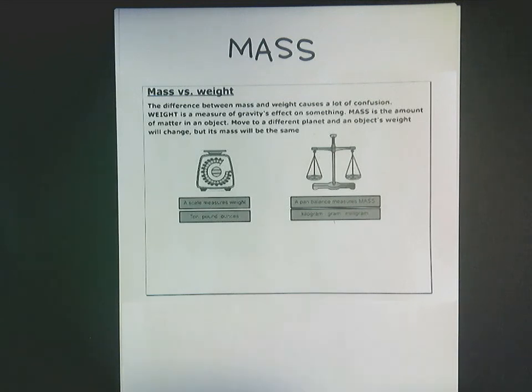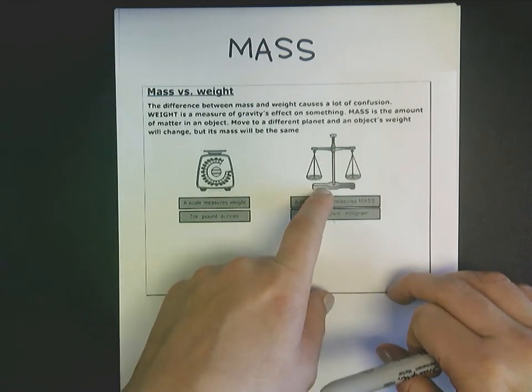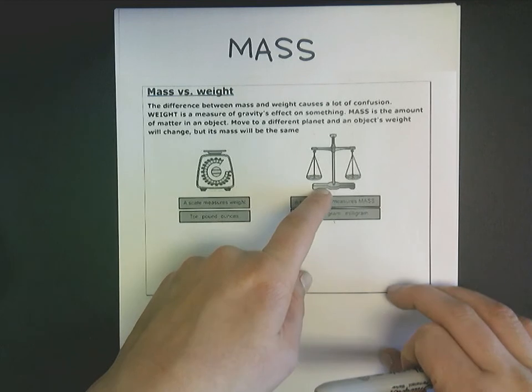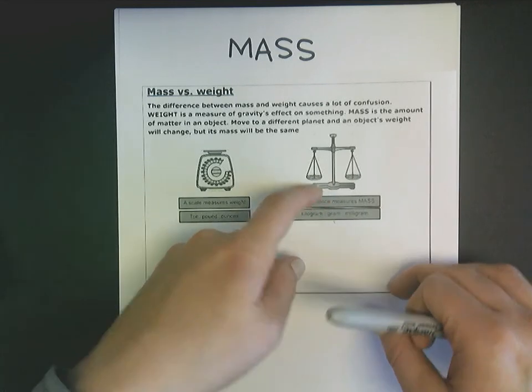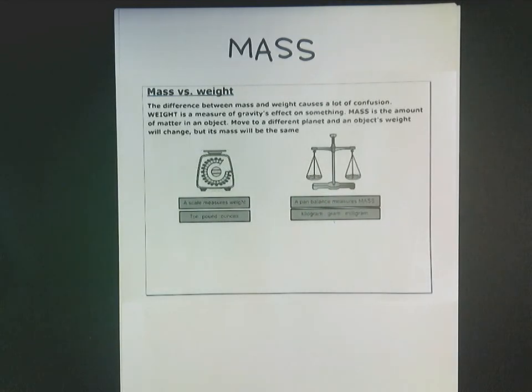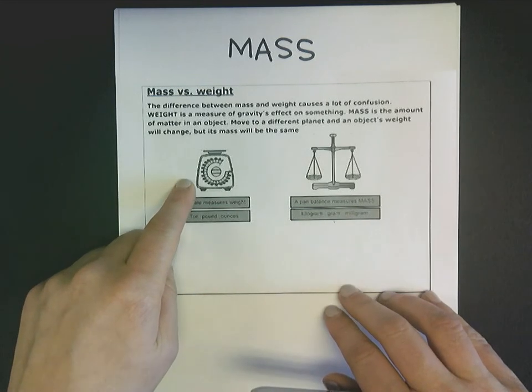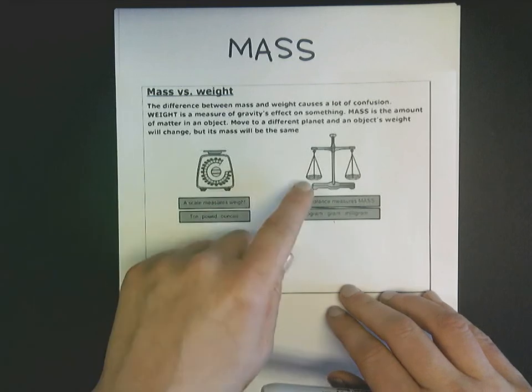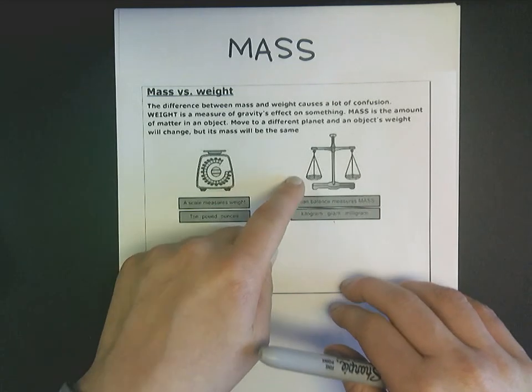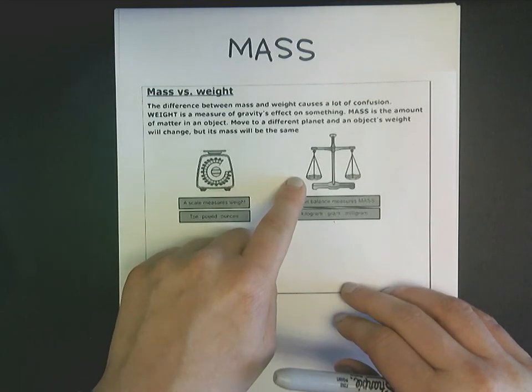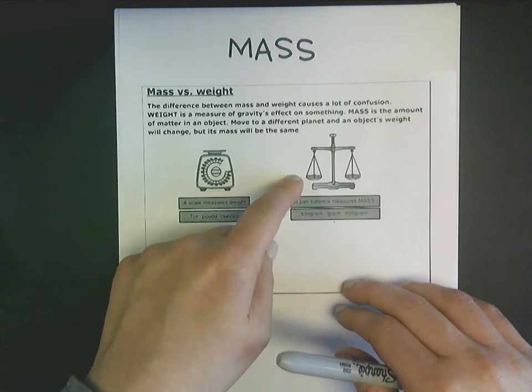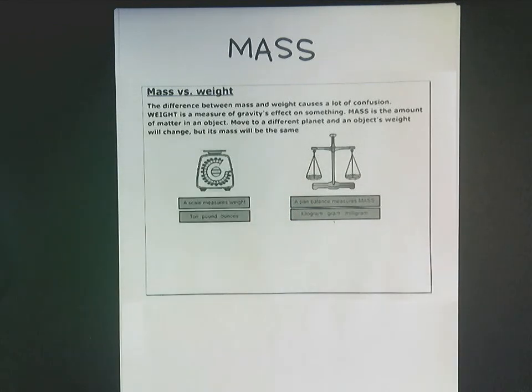However, mass is the amount of matter that is inside an object, no matter what the effect of gravity is. So that means that if you moved to a different planet like Mars, you would have a different weight because there is a different amount of gravity. But you would have the same mass because there is the same amount of matter in you, no matter how much gravity is outside. So we're going to talk today about measuring mass.